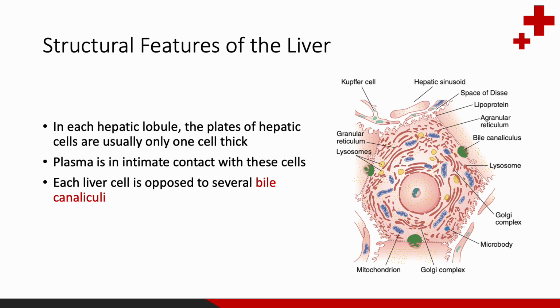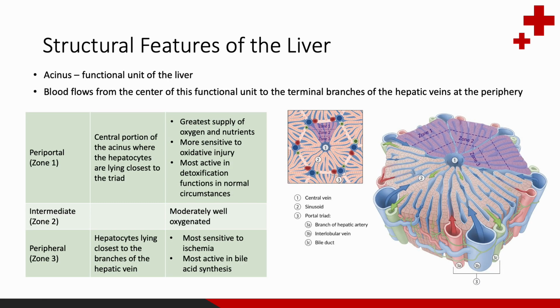In this image, note that there are also wide openings called fenestrations between the endothelial cells next to the hepatocytes. These fenestrations permit passage of molecules. Plasma is in intimate contact with these cells. In addition, as you can see with the green circles here, each liver cell is opposed to several bile canaliculi, which I'll discuss in detail later on.